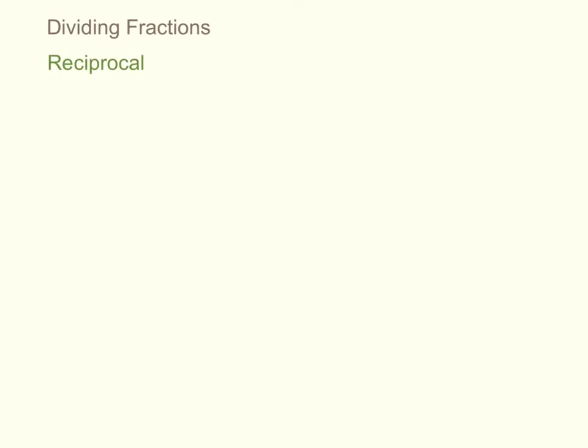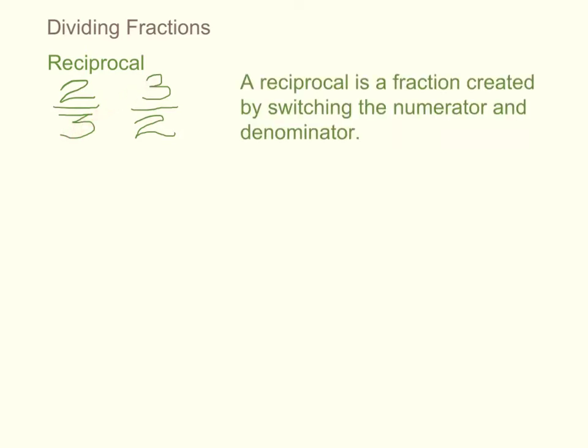Now, a reciprocal is a fraction created when you take a numerator and switch it for the denominator. So if we started with the fraction 2/3, its reciprocal would be 3/2. And what we did there, we take the numerator, it becomes the denominator. We take the denominator, it becomes the numerator. So a reciprocal is basically the fraction upside down.